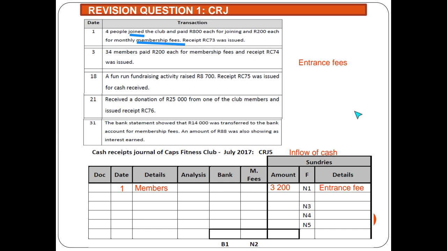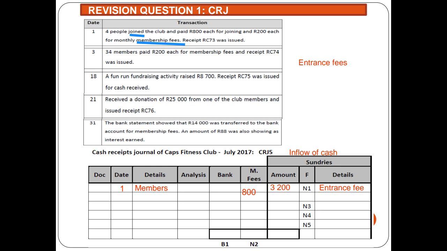200 each, but how many? 800 Rand. 800, guys. So we can go and record that 800. But this 800 is for membership fees. Do I have a column for membership fees? Yes, I do have. I'm going to come to the membership fees and write 800. Can you see how it works?